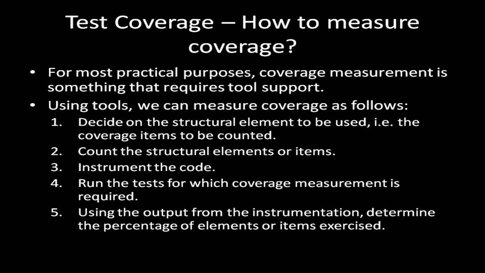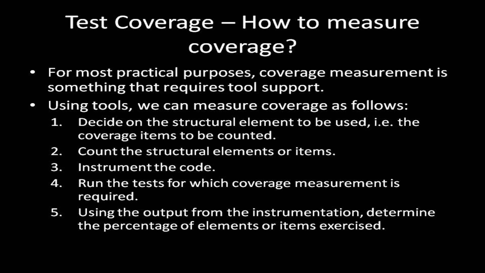Our example assumes an intrusive coverage measurement tool that alters the code by inserting instrumentation. 1. Decide on the structural element to be used, i.e. the coverage items to be counted. 2. Count the structural elements or items. 3. Instrument the code. 4. Run the tests for which coverage measurement is required. 5. Using the output from the instrumentation, determine the percentage of elements or items exercised.